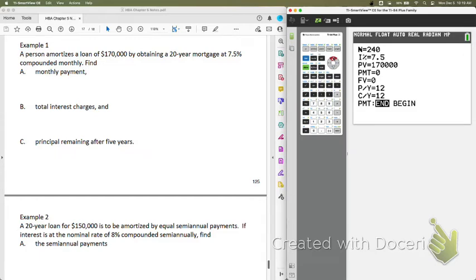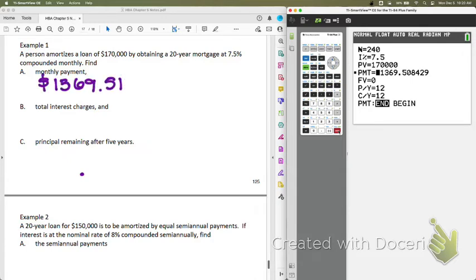Now, your monthly payment, if we have taken money out, how is your monthly payment going to show up? As a positive or a negative number? Negative, because you're paying that money to the bank over the month, yes? So alpha, enter. Okay, so just based off my $170,000 loan, I have monthly payments of $1,369.51.